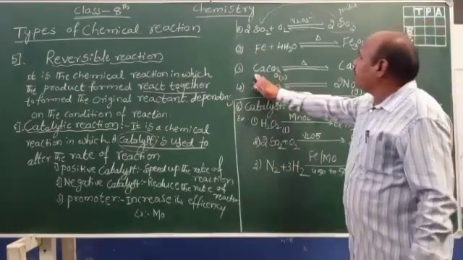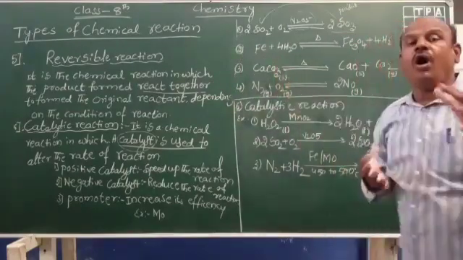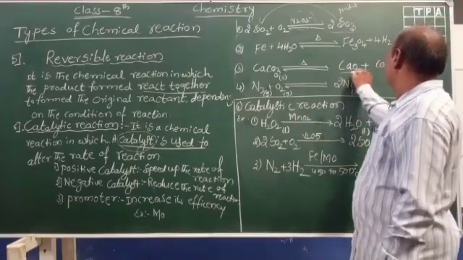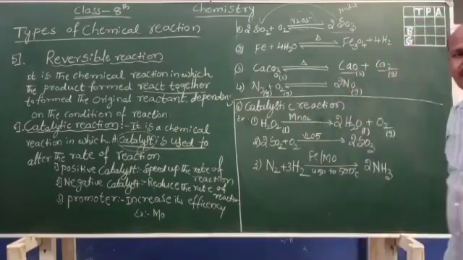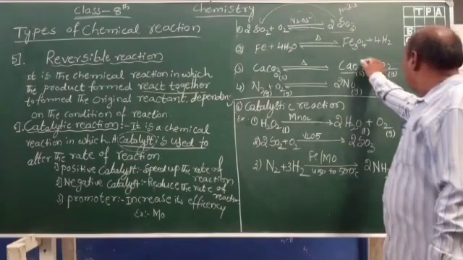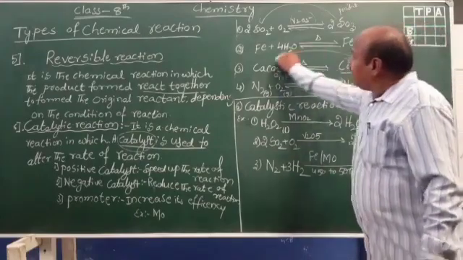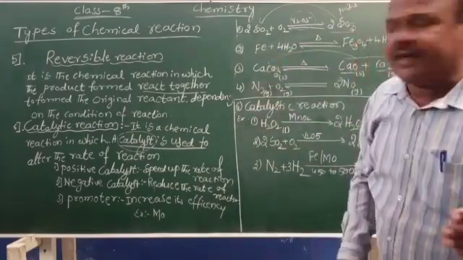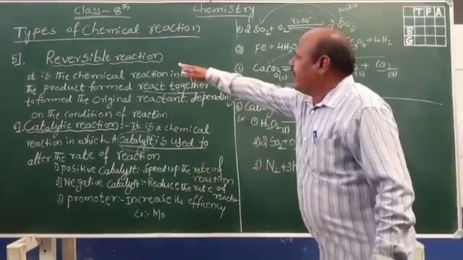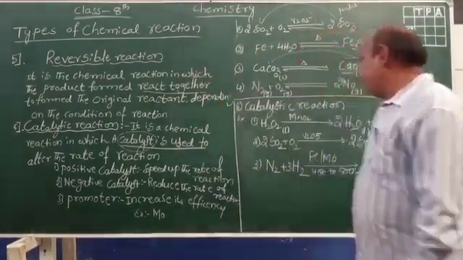And for example, calcium carbonate. On heating calcium carbonate, calcium oxide plus carbon dioxide is formed. Again, from these two products, we get back the original reactant. This type of reaction is known as a reversible reaction.